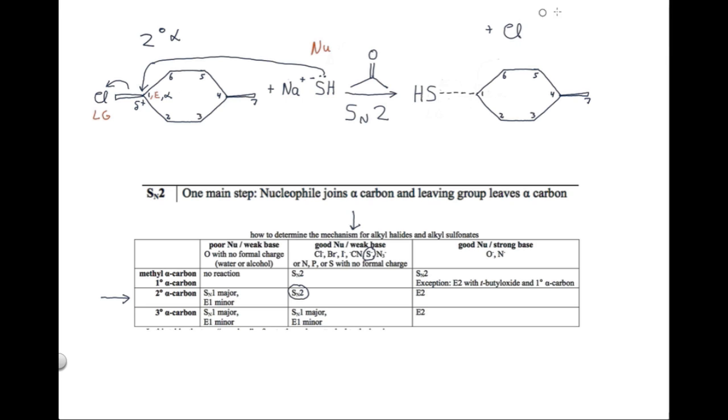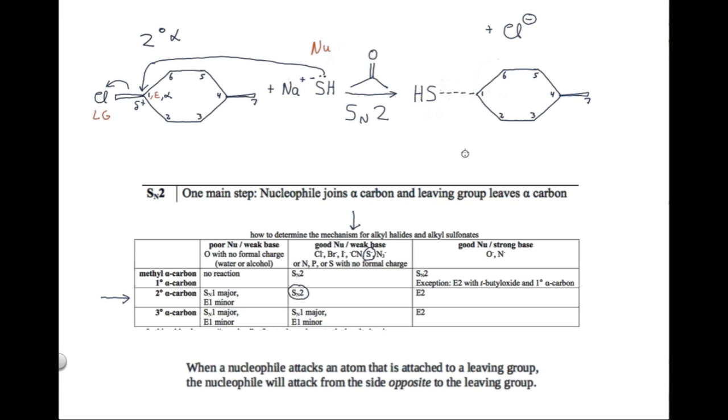The chlorine started neutral and gained electrons, so the chlorine ends up with a negative formal charge. And also, we want to get the stereochemistry here correct. Remember, you should have memorized that an SN2 reaction results in inversion of stereochemistry. So whereas this chlorine was on a wedge, this sulfur comes in on a dash.